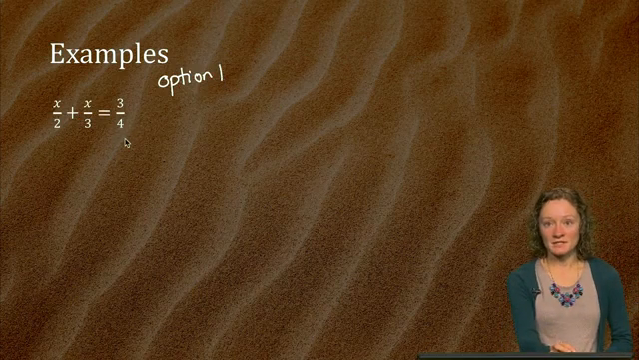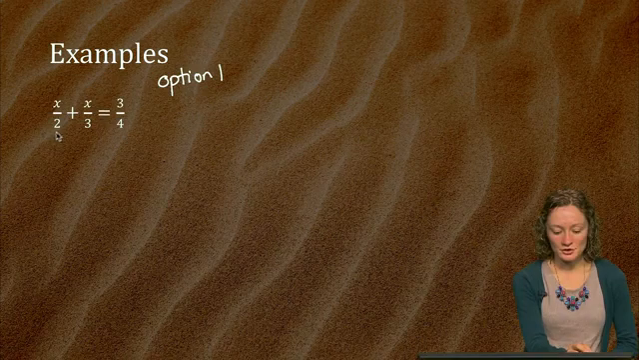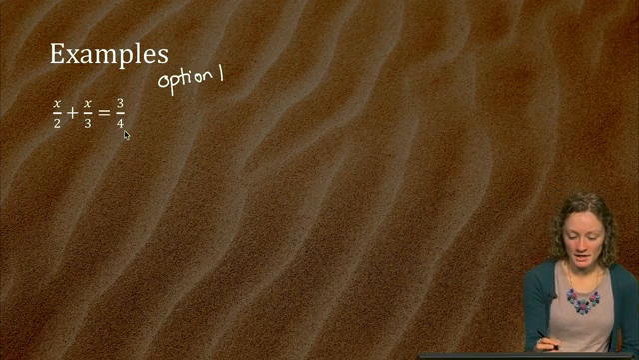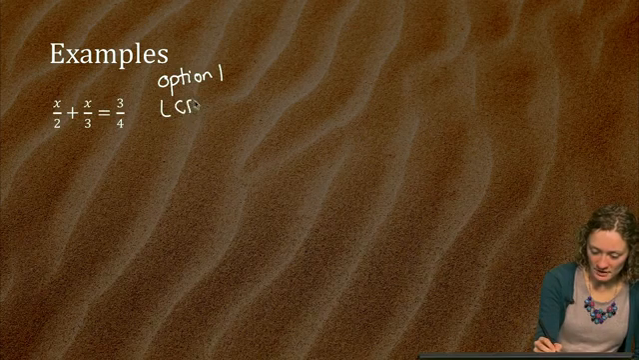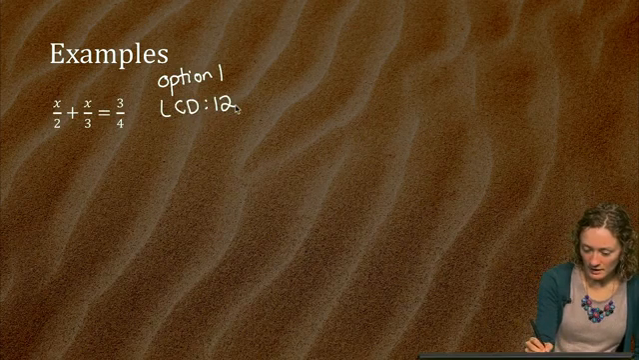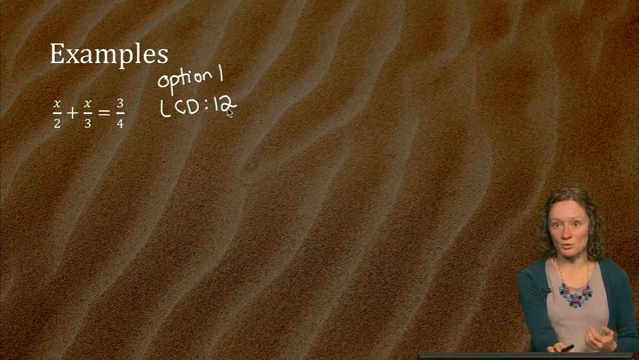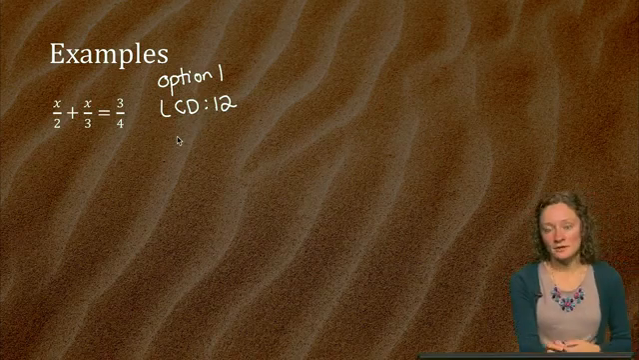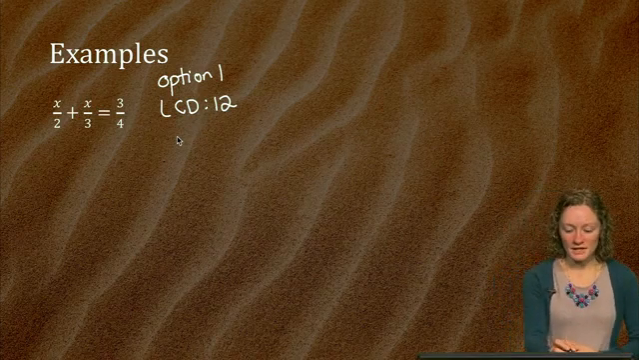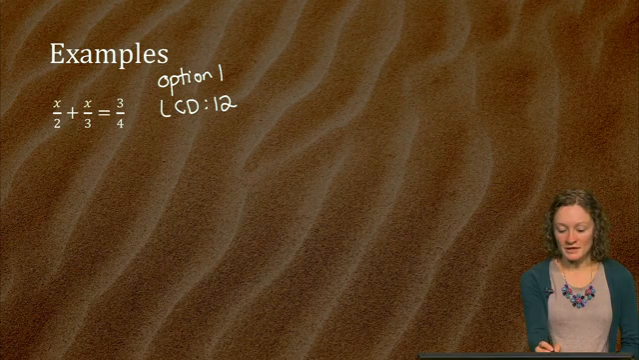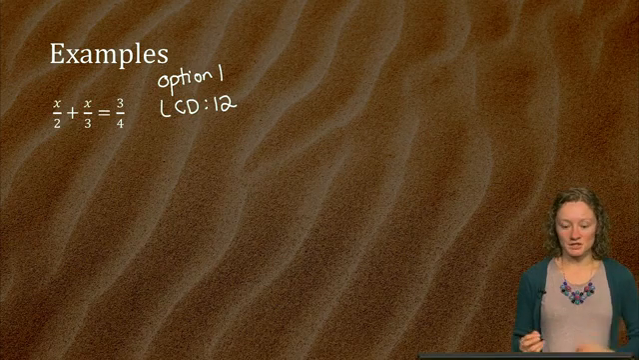We need a least common denominator, and our denominators are 2, 3, and 4. So our least common denominator would be 12. It's the smallest number that we can multiply any of these denominators by a certain number to get 12. You could use 24, you could use 48, 36. This is the smallest one. And truthfully, if you don't use 12, if you use something else, that would be fine. 12 is just the smallest one.